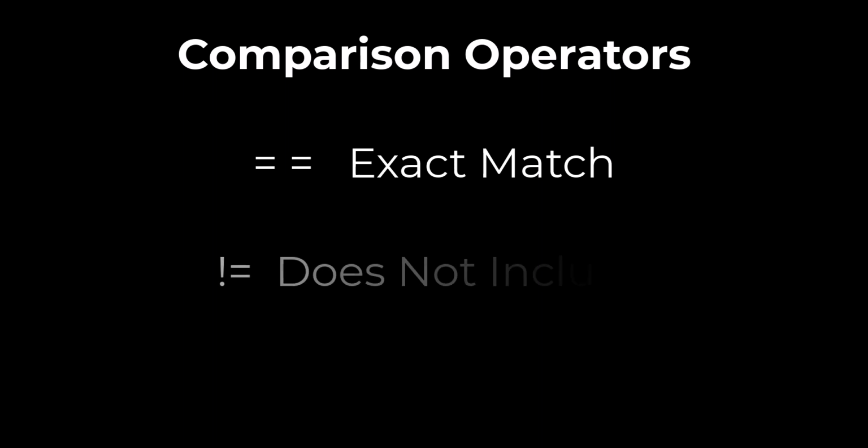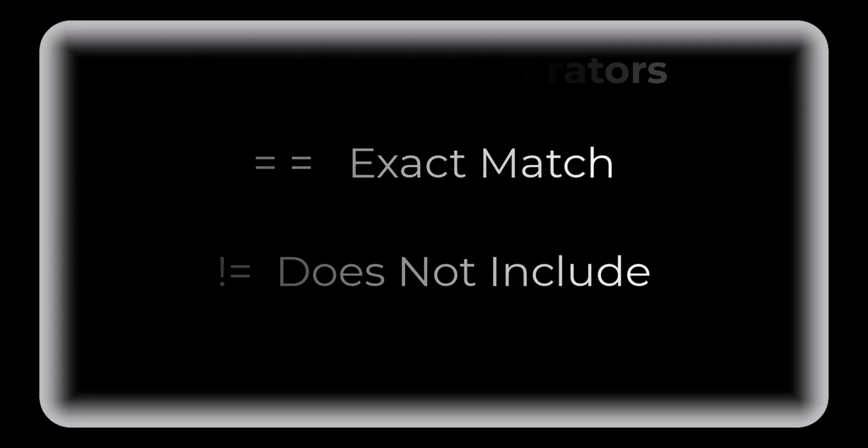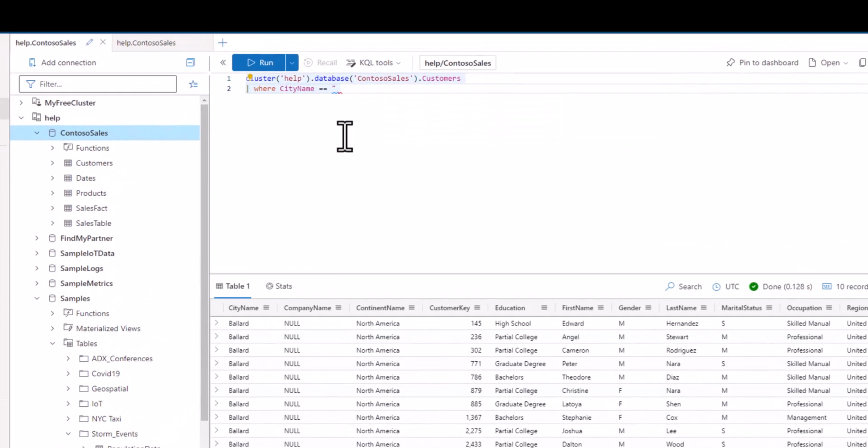Something to understand about the syntax are things called comparison operators. We already saw one of these with the double equals. That means an exact match. In KQL, the not symbol is the exclamation mark. In this example, we want to see all records with a city name field of Seattle.